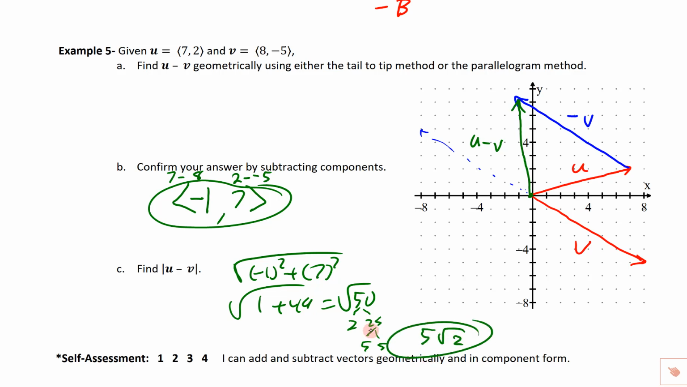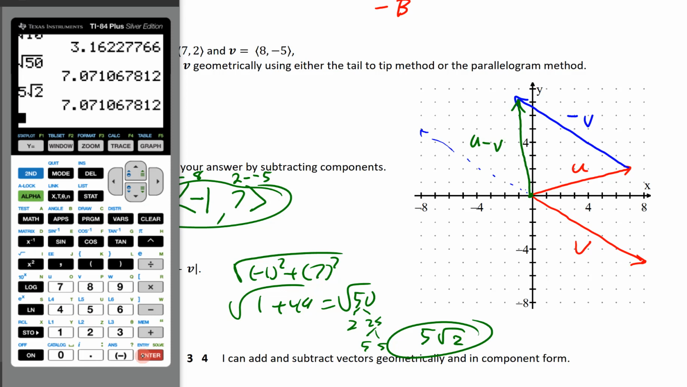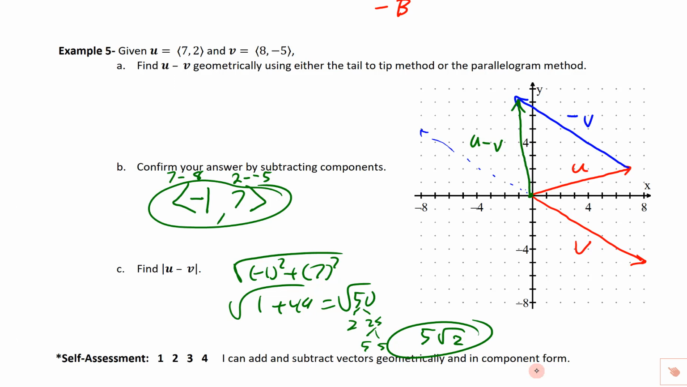And just for the heck of it, let's throw that in the calculator and see what we got. So we're going to do the square root of 50, 7.07. And I'm going to double check here with 5 square root of 2 just to make sure that we simplified the right way. 7.07. So we're in great shape there. Remember, we went back 1 and up 7. It should be just a tad longer than 7. So there's its magnitude. Okay, go ahead and do the self-assessment, and good luck on the assignment.